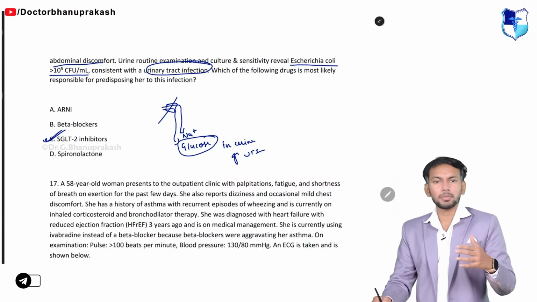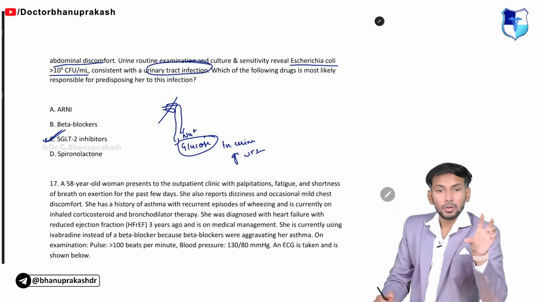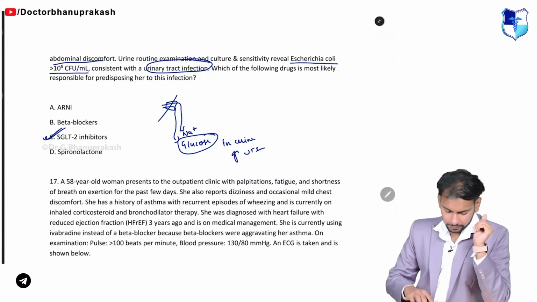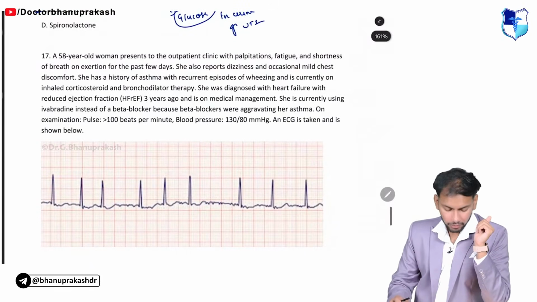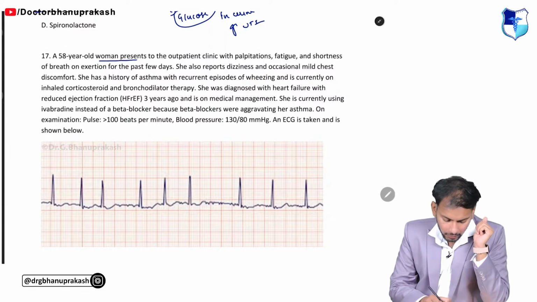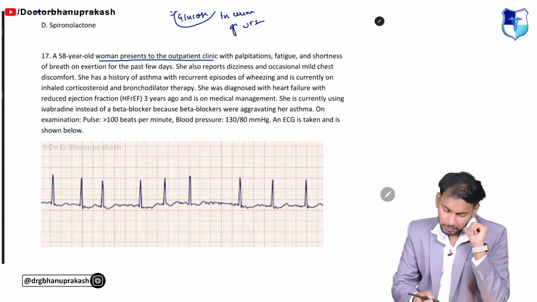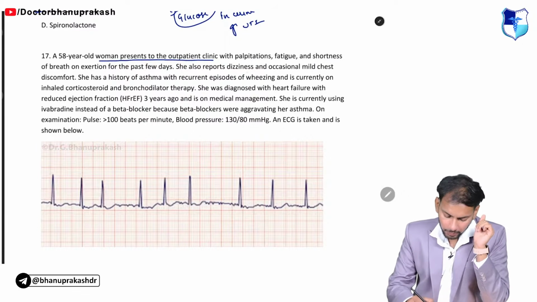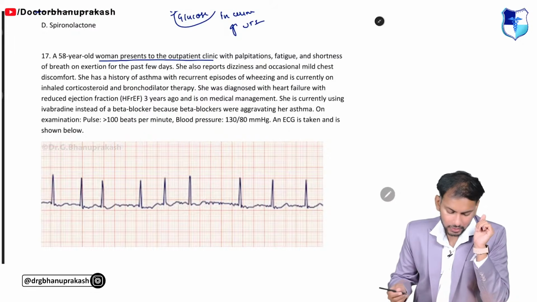Now, in the arrhythmia chapters, if you remember the slide I gave you about the arrhythmias, I told you I'll give you one question on which you'll be able to understand the arrhythmia. Now, let us see. That is what is here. A 58-year-old woman presents to outpatient clinic with palpitations, fatigue, and shortness of breath on exertion. Okay. She also reports dizziness and occasional mild chest discomfort.